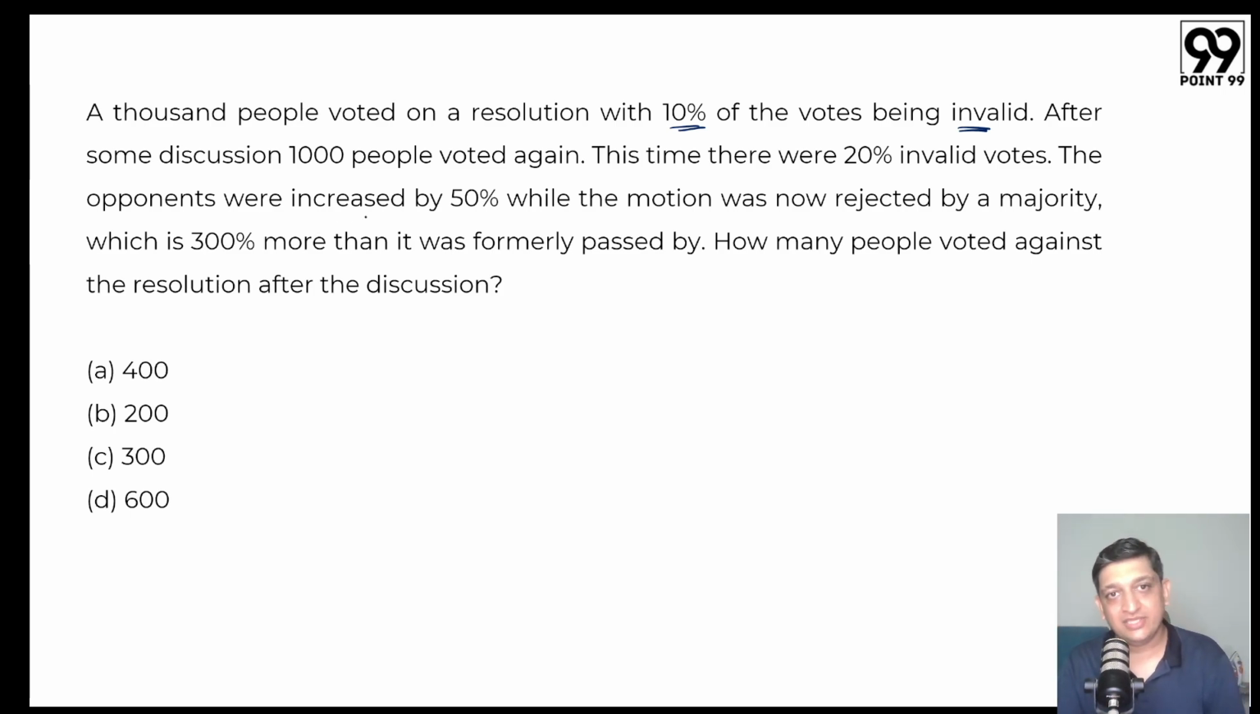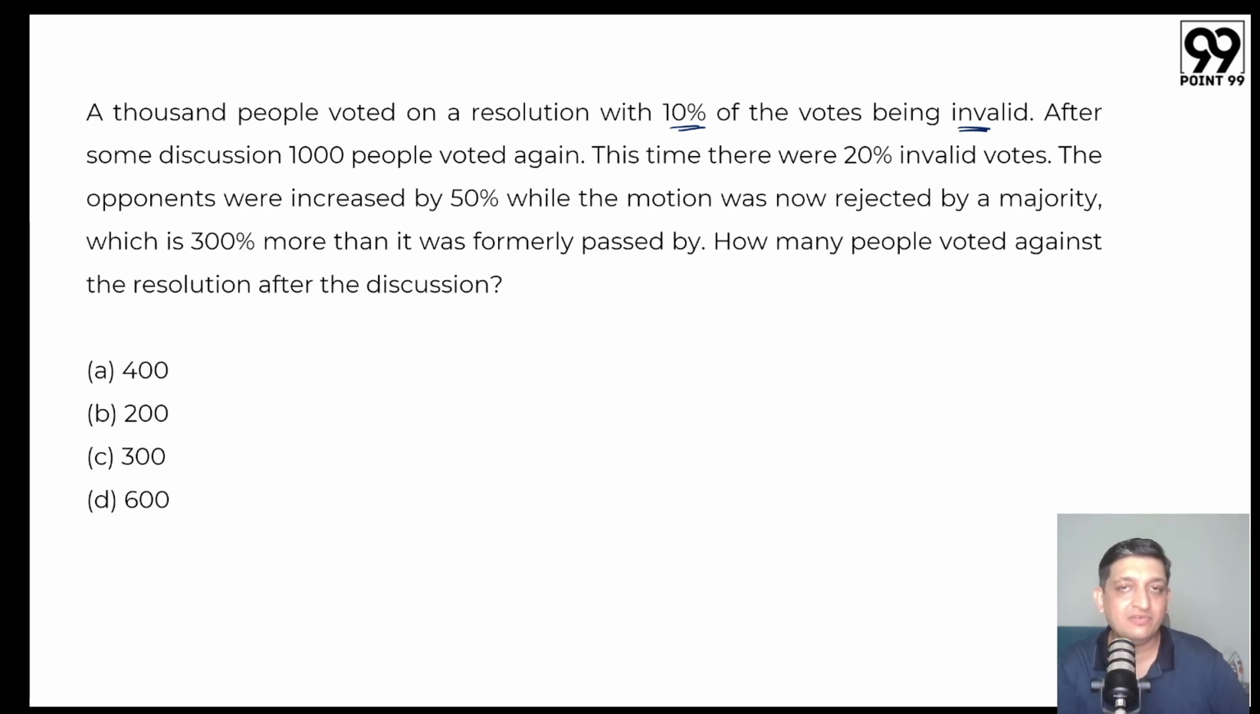After some discussion, 1000 people voted again. This time there were 20% invalid votes. So 800 votes were counted now. The opponents were increased by 50%, while the motion was now rejected by a majority, which is 300% more than it was formerly passed by. So earlier it was passed and now it has been rejected. So that is what we know here. How many people voted against the resolution after the discussion?